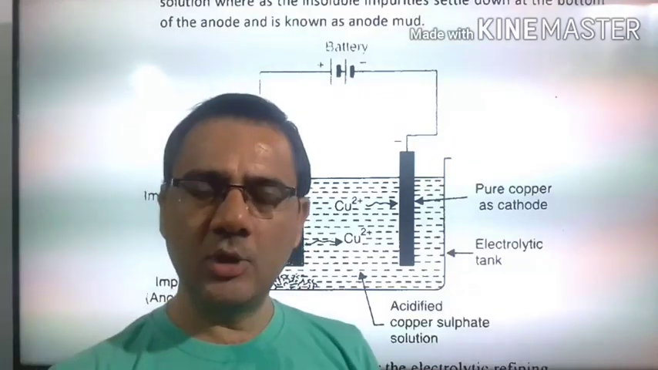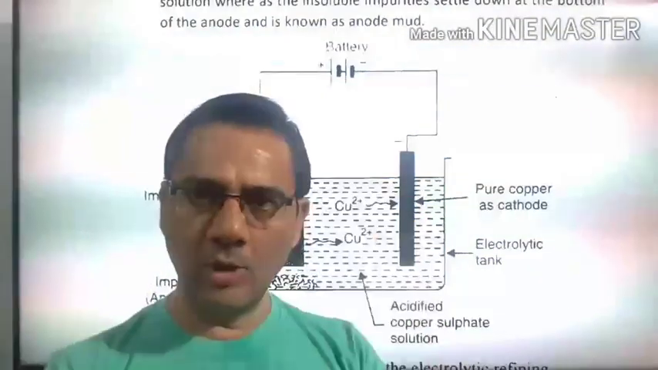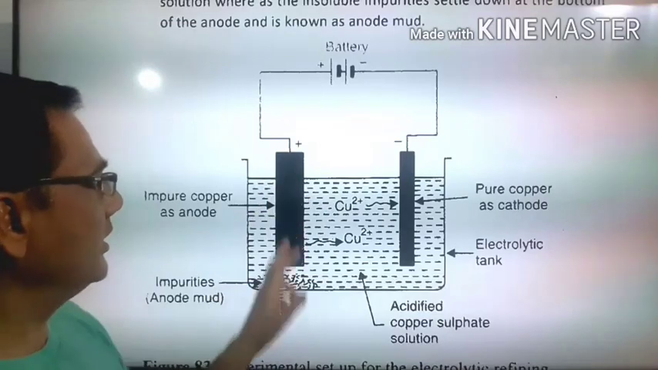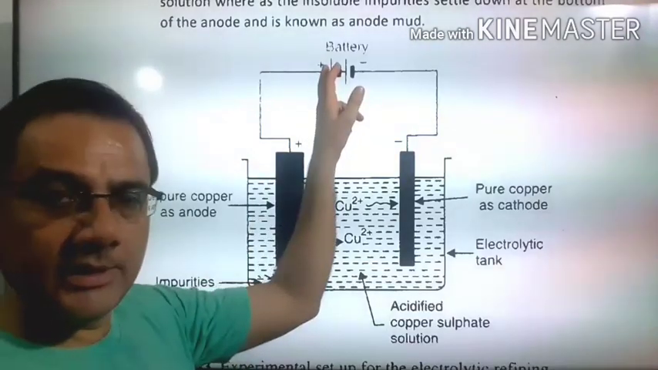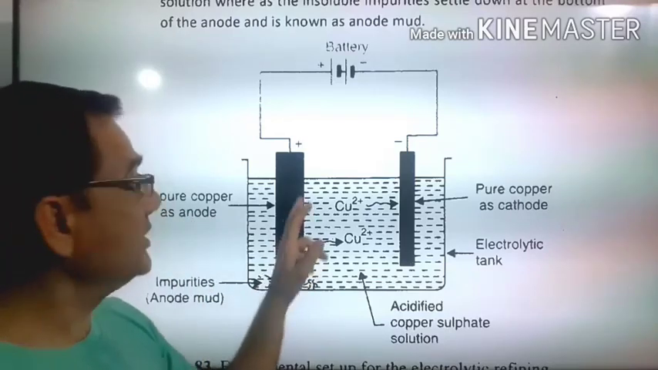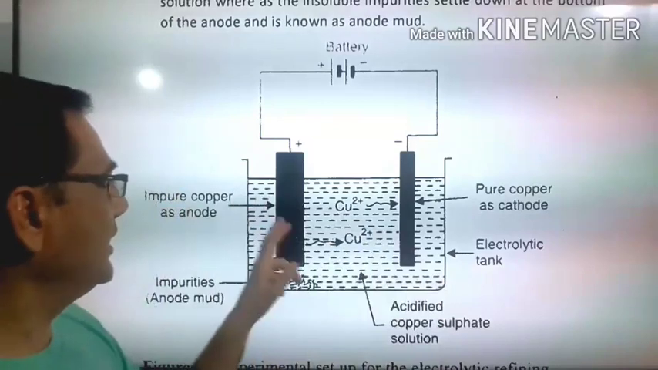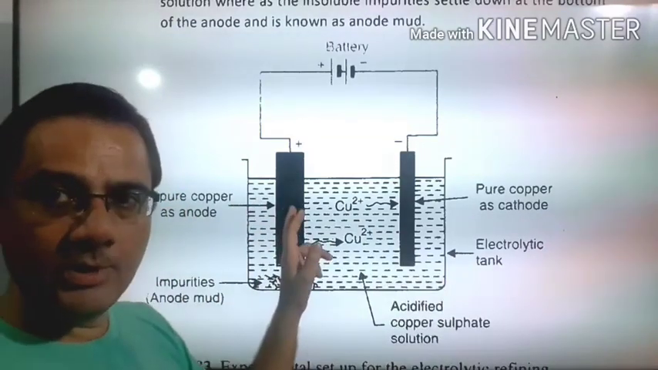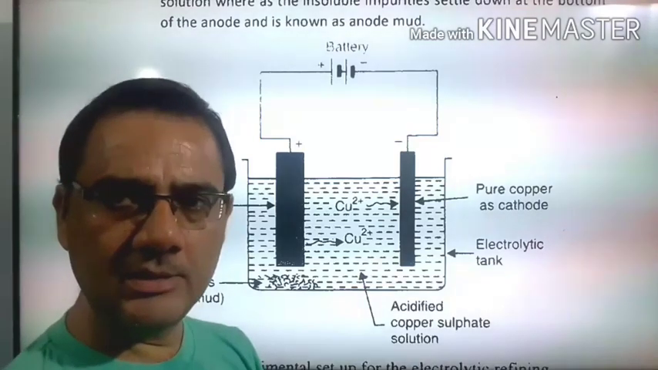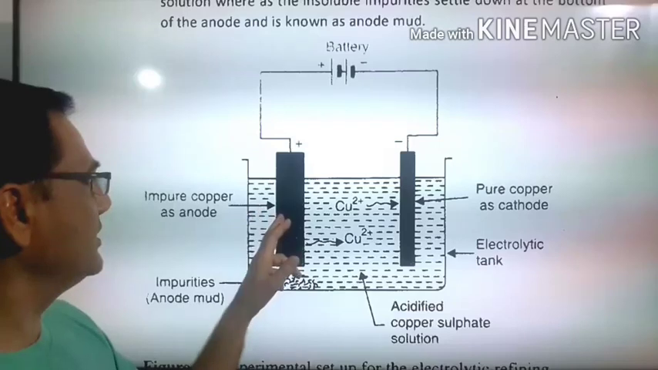तो हम क्या करेंगे, जो कॉपर मेटल विच इज नीडेड टू बी प्योरीफाइड, उसका एक रॉड बना लेंगे और उस रॉड को हम लोग एक बैटरी के पॉजिटिव टर्मिनल से कनेक्ट करेंगे, एंड दैट इज कॉल्ड इम्प्योर कॉपर एज एनोड. So since we are connecting with the positive terminal of the battery, this is called anode, and this is the impure copper, and we make it an electrode. Electrodes are those metals in which we pass the electric current. So here we are passing the electric current, and this is the anode.